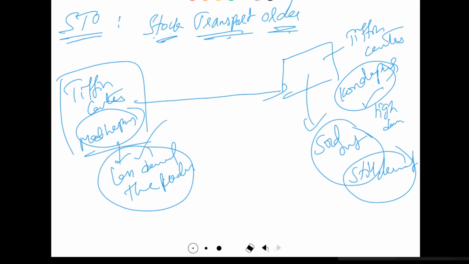Right? So in those cases what we'll do is transfer from one plant to another plant. So this is one simple example. In those cases we'll create the STO, and the Kondapur branch will create the order, requesting that the goods be sent from Madapur to Kondapur. Clear? Clear. Okay.